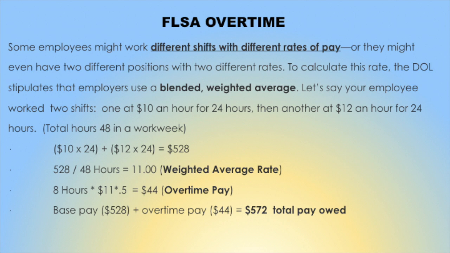She worked 8 hours of overtime and the average weighted rate is $11 and the premium is 0.5. So the total amount is $44. Note that she has already been paid for all hours at the regular rate. That's why we are only calculating the premium here. So the base earnings of 528 plus the overtime premium of 44 gives us the total earnings of 572.